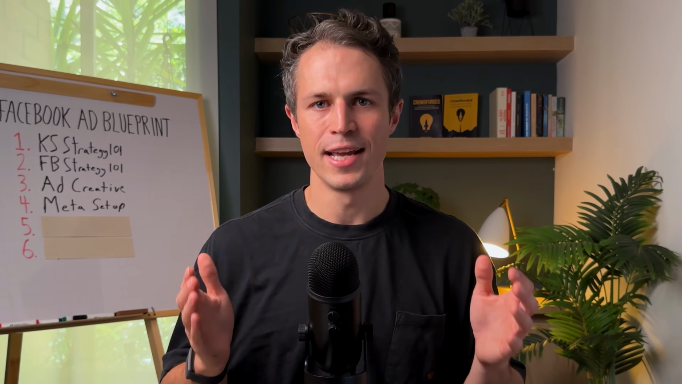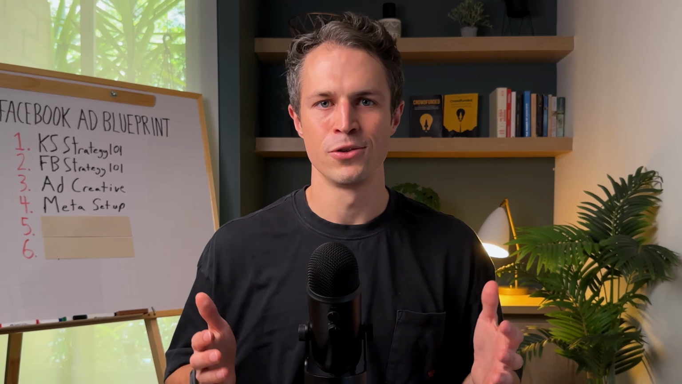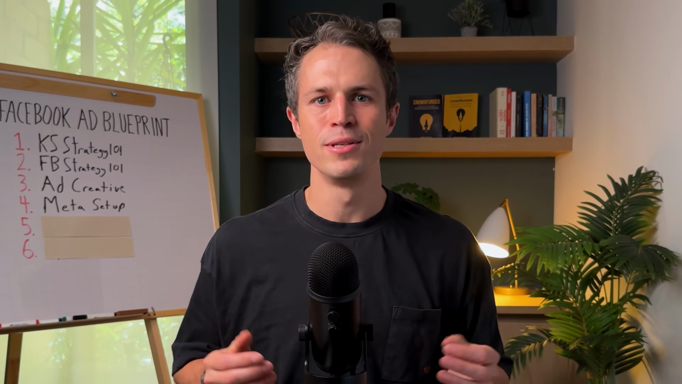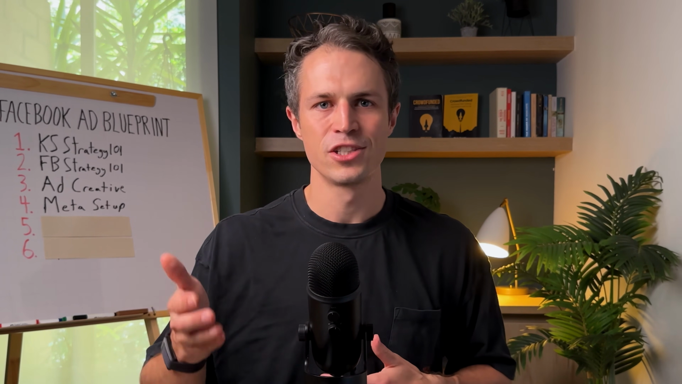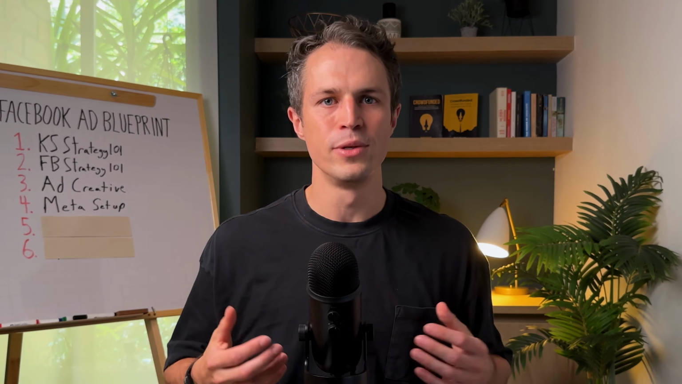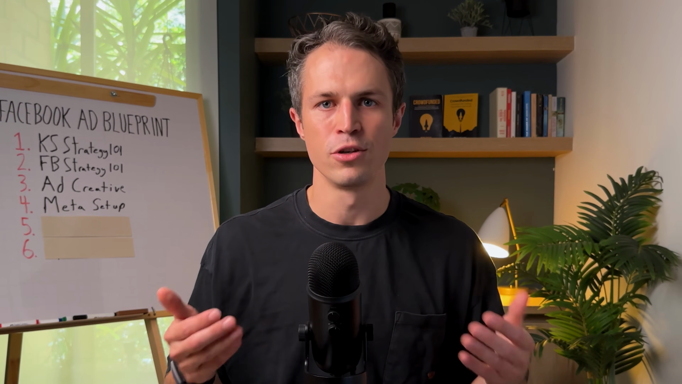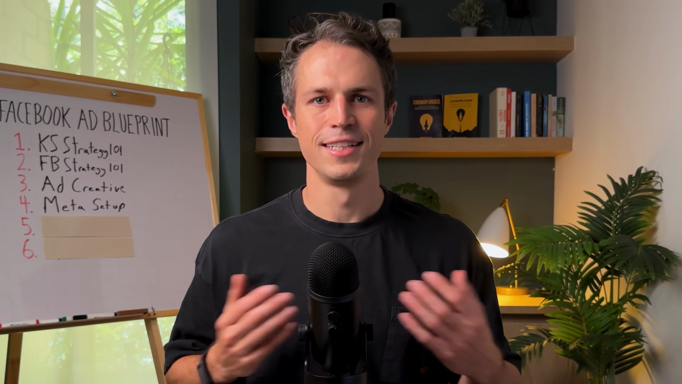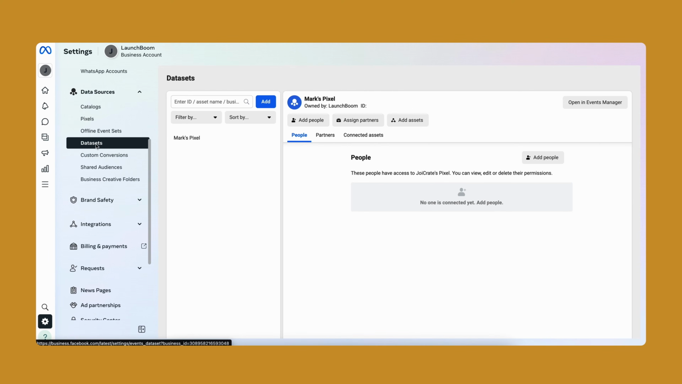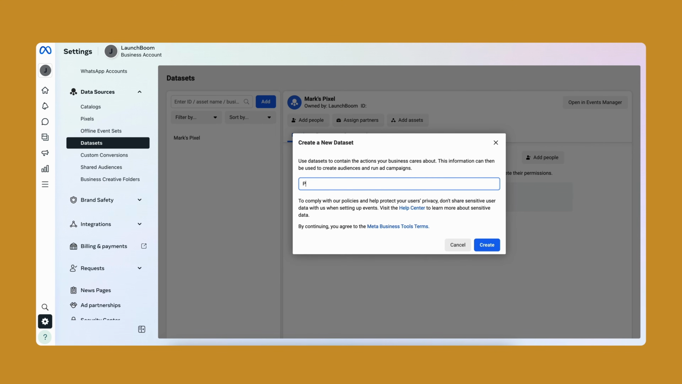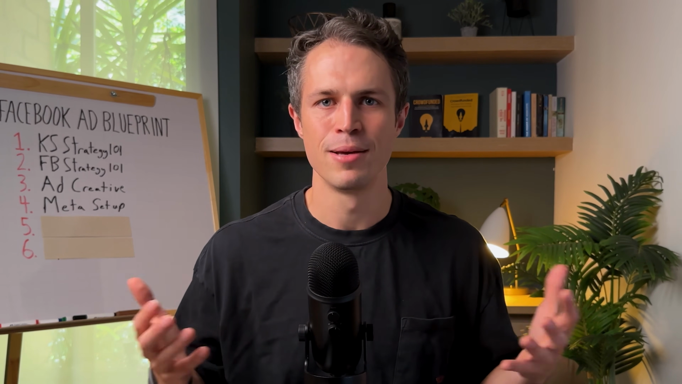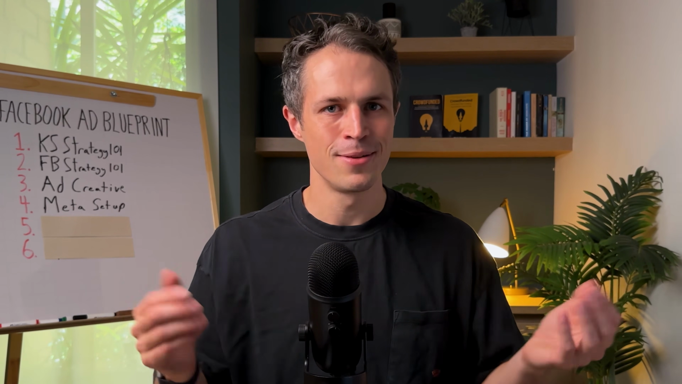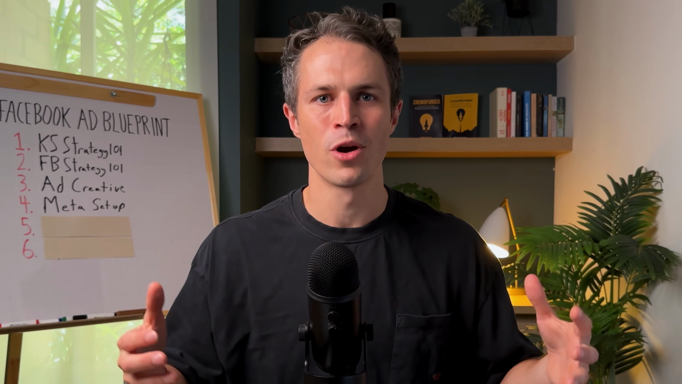Next, we need to create a tracking pixel. Think of a pixel like a secret agent whose job is to tell your Facebook ads what's actually happening on your website. So when someone puts in their email address or purchases your product, the pixel knows and tells your Facebook ads the good news. To do this, you want to go to Datasets, then click Add and name it something descriptive like the name of your product with the word pixel after it. And there we go. We've now set up your Meta Business Suite. It actually wasn't that hard, right? But wait, there's a little bit more work that needs to be done.